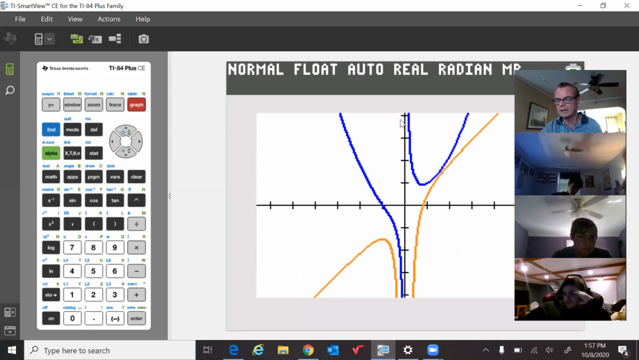Well, let's look, without doing the whole thing, let's look just to the left of the y-axis. The blue graph is falling the entire time. The orange graph's below the x-axis. To the right of the y-axis, the blue graph's falling. When it's falling, the orange graph has a negative height. When the blue graph is rising, the orange graph has a positive height.